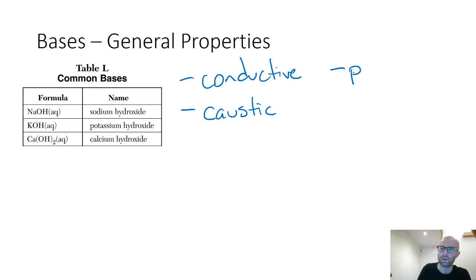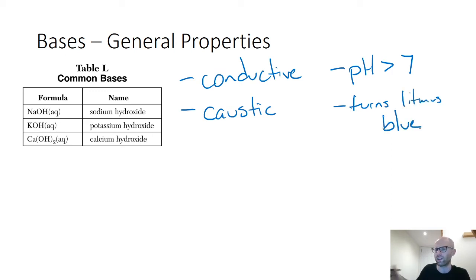Here what we'll see is that our pH values are greater than 7. And here we're going to see that it turns litmus blue instead of red. Typically blue colors will be indicative of a base or a basic solution, and reds will be indicative of an acid. Some people will say that bases taste bitter. That's not entirely true.